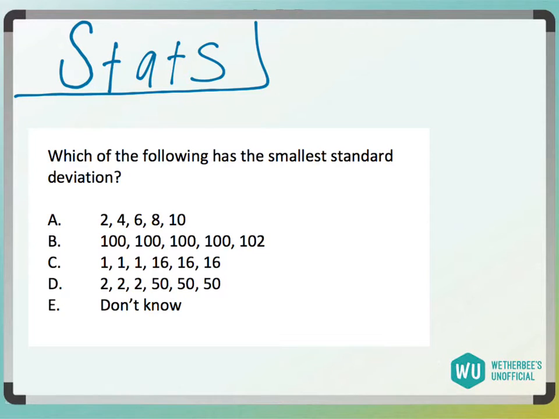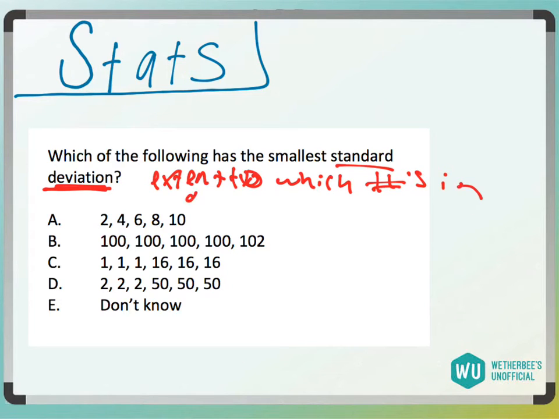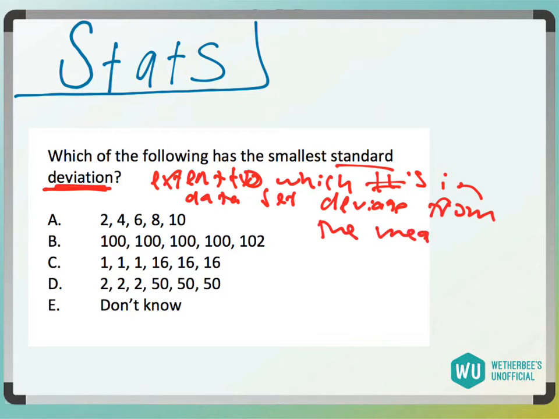Okay, so we want to know which of the following has the smallest standard deviation. A lot of people don't know what standard deviation is, right? This is a statistic that's starting to show up on these tests. Standard deviation is basically the extent to which numbers in the data set deviate from the mean, the average, right?